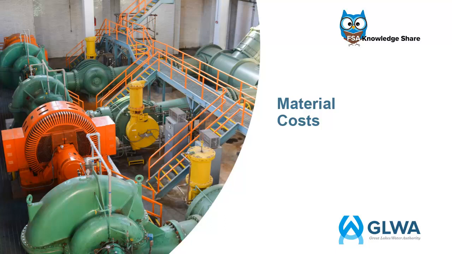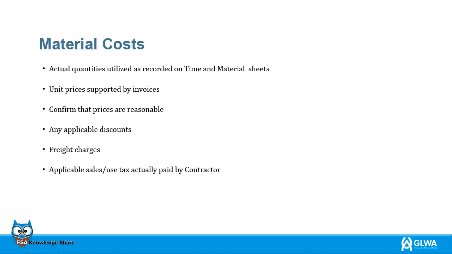Furthermore, the project manager shall verify all material quantities and supplier invoices are fair and reasonable. Material costs should be thoroughly reviewed for the following information: actual quantities that are recorded on time and material sheets, unit prices that can be supported by invoices. It needs to be confirmed that the prices are reasonable. Any applicable discounts: if the contractor receives discounts, those savings should be passed on to GLWA. Freight charges and applicable sales and use tax actually paid by the contractor. Currently, all contractors are required to pay sales taxes.